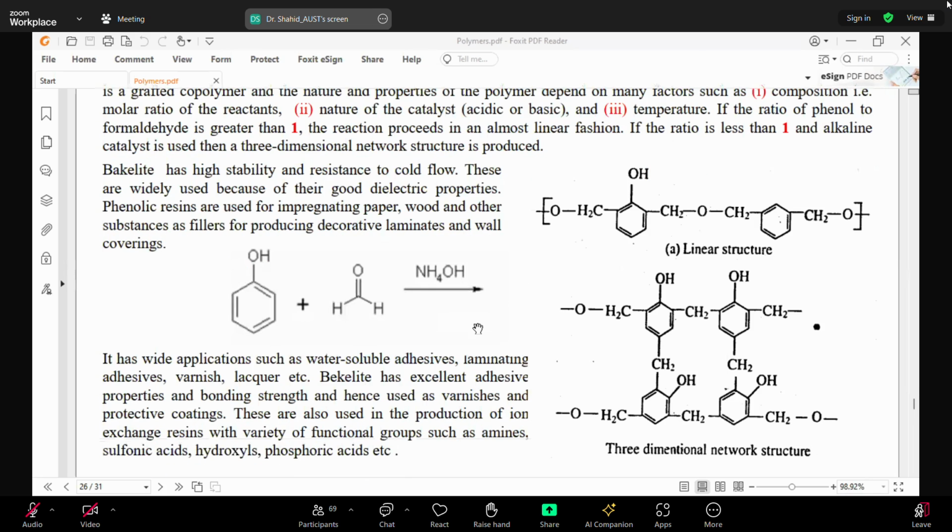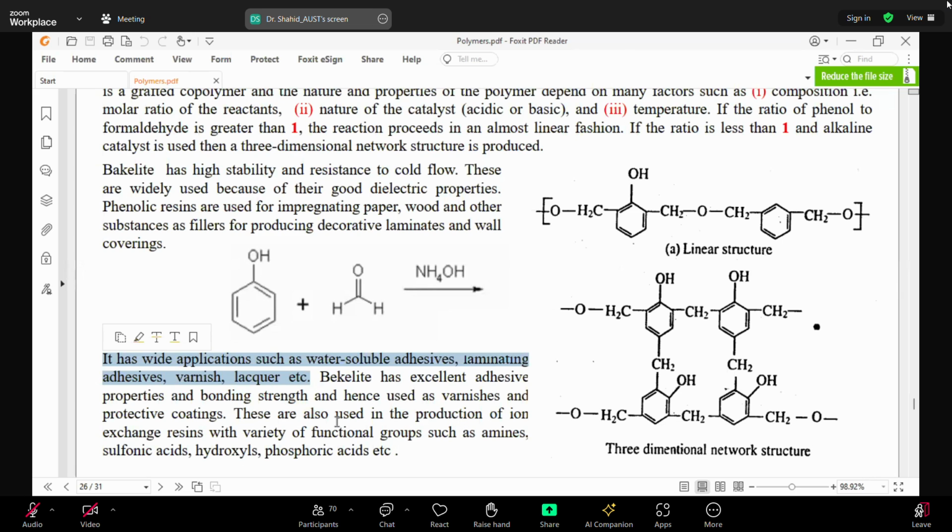Okay, it has wide applications such as water soluble adhesive, laminating adhesives, varnish, and lacquer. This is the main important use of water soluble adhesives, which are used for coloring of our building material, laminating adhesive, varnish, and lacquer. Bakelite has excellent adhesive properties and bonding strength, and hence is used as varnish and protective coating. So it is a very important application of bakelite plastic, that excellent adhesive property.